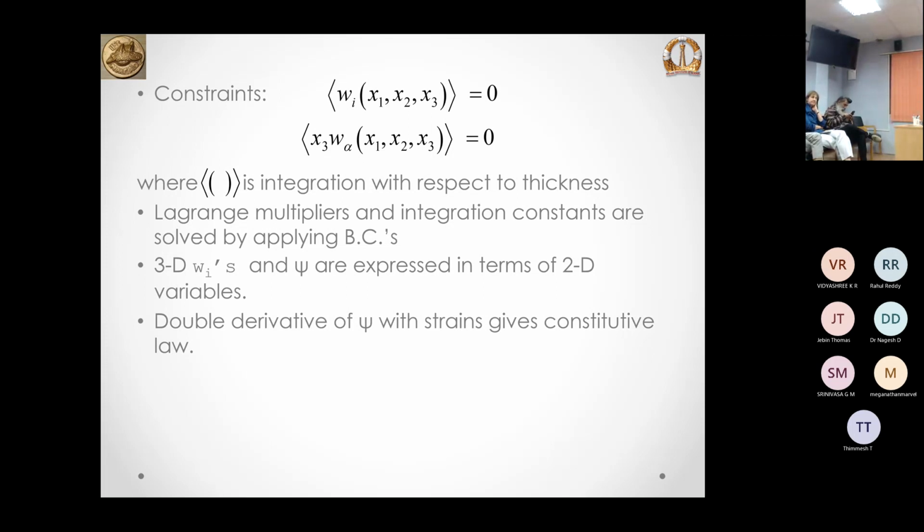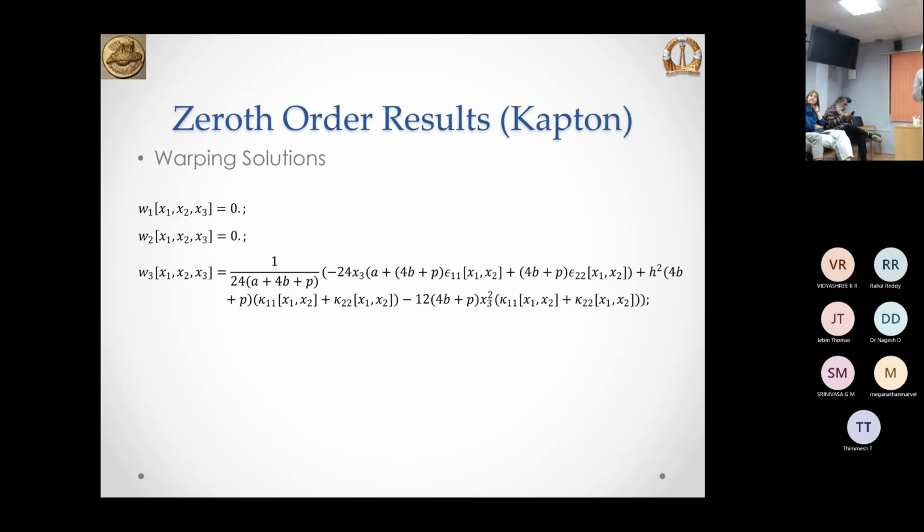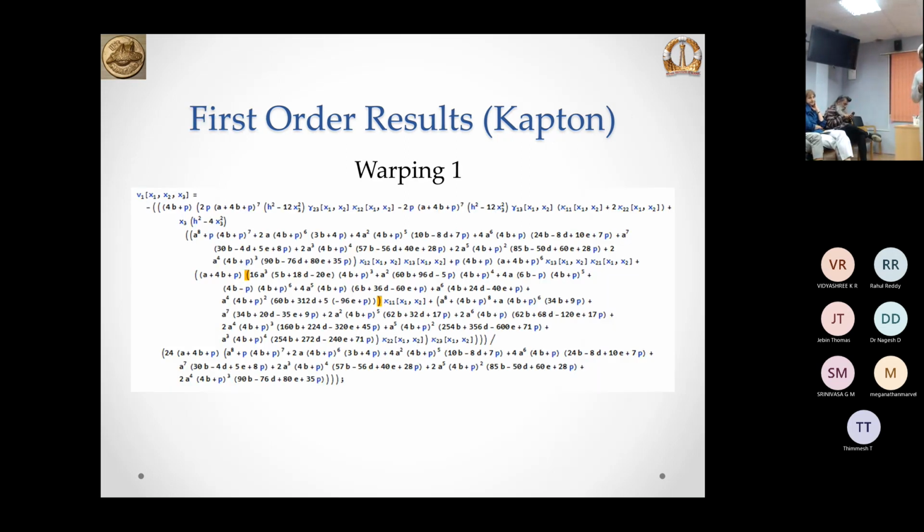If we substitute this in the 3D strain energy and integrate with respect to the thickness, this gives the 3D strain energy in terms of 2D parameters. This is the advantage of VAM. These are the 0th order results of Cauchy. W1, W2 was 0, and W3 is given by this. You can see it's quadratic in X3. A, B are the constants of this material.